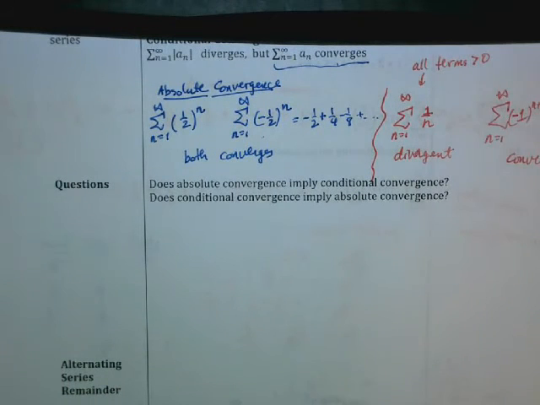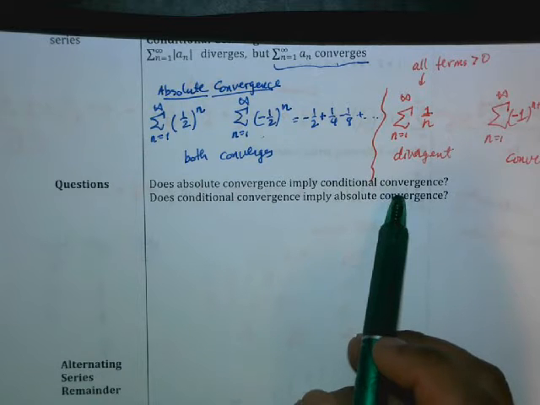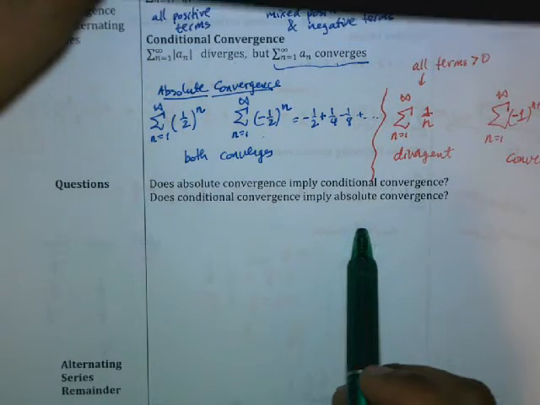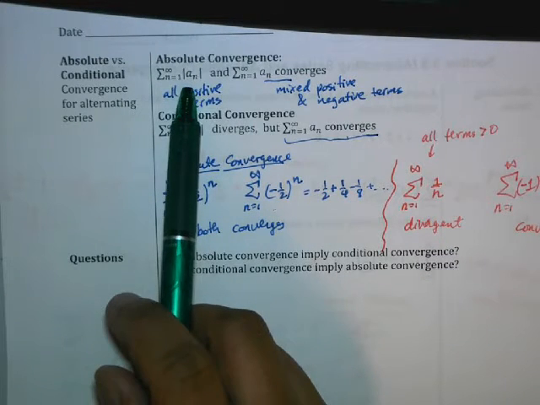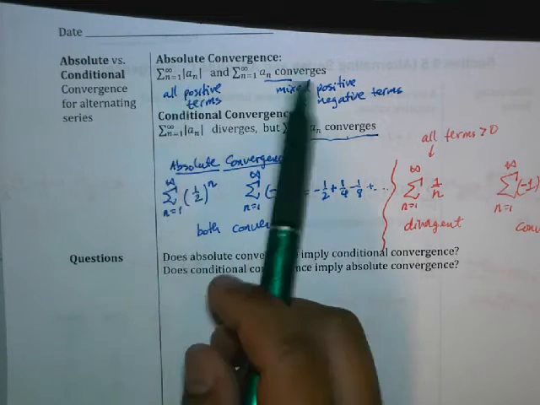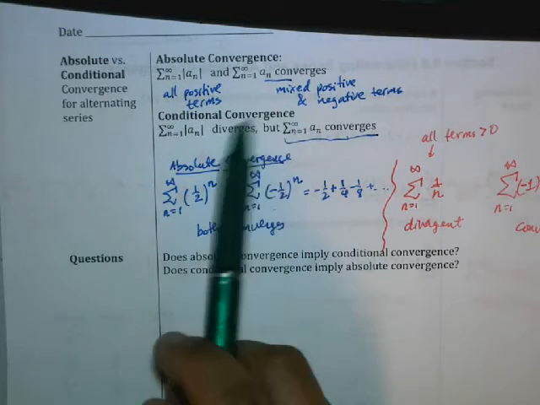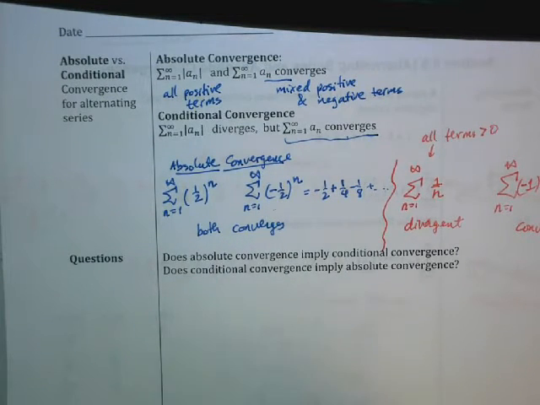So you should think about these two questions on your own before you continue playing this video. Does absolute convergence imply conditional convergence? And does conditional convergence imply absolute convergence? Well, you can kind of see from the definition that if something is absolutely convergent, both of these versions of the series will converge. And if it's conditional, that means only one of the two series may converge.